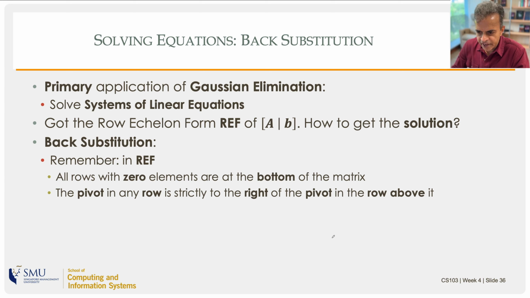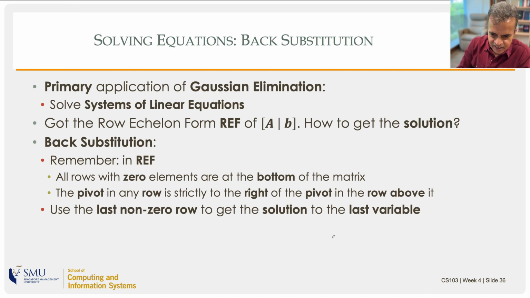From now on, we are talking about situations where you do have solutions. And the pivot of any row is strictly to the right of the pivot in the row above it. What that means is that a row near the bottom will have one fewer variable in the equation corresponding to it than the one above it. That means you can keep back substituting to get the full solution. So you look at the last non-zero row, and that will give you the solution to the last variable.